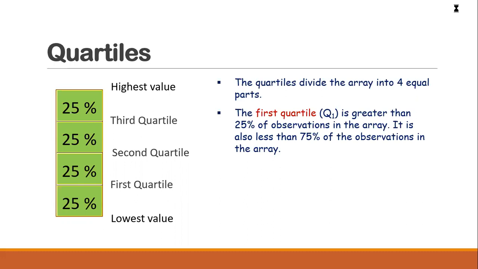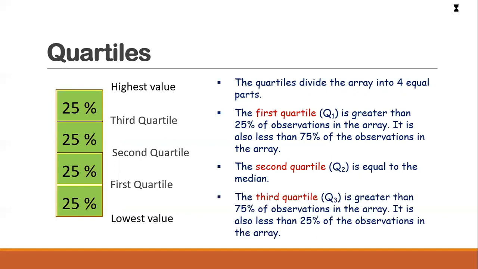The first quartile, or Q sub 1, is greater than 25% of the observations in the array. It is also less than 75% of all the observations in the array. The second quartile, Q sub 2, is equal to the median and is therefore greater than 50% of all the observations in the dataset, and is also less than 50% of all the observations in the dataset. While the third quartile, or Q sub 3, is greater than 75% of the observations in the array and is less than 25% of the observations in the array.